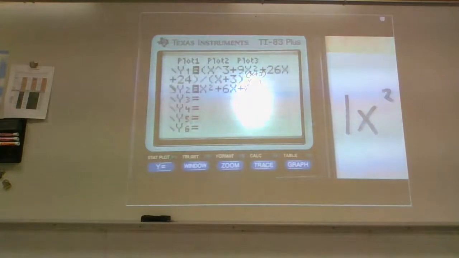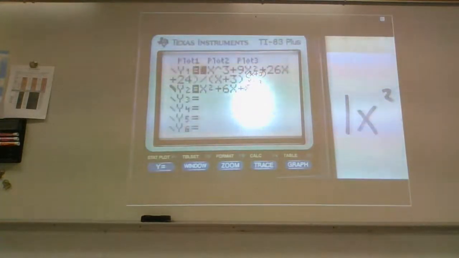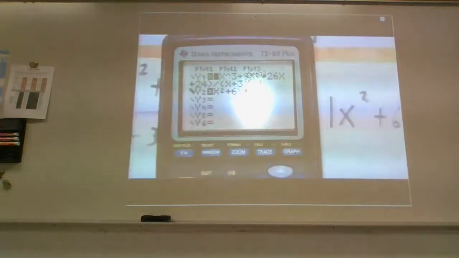It's thicker. It's bolded. What's going to happen when I hit graph? What's going to happen when I hit graph is that this second equation is going to graph directly on top of the other curve. Watch this. Here it comes. Woo! It's kind of nice. It basically proves that this second equation, this quadratic, this x squared plus 6x plus 8, is the result of that division. It's really kind of nice.